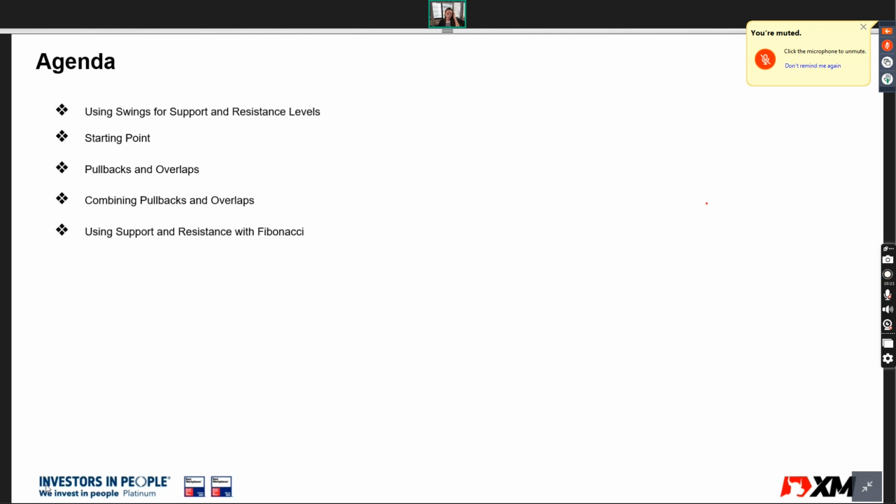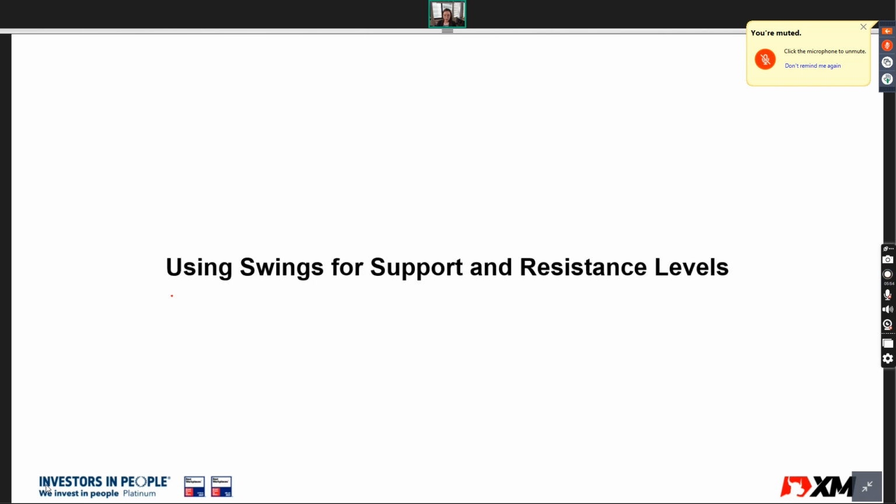The agenda for today: I'm going to talk about how you find support and resistance using swing high and swing low, how you find the starting point, how you identify the pullback and overlap as either support or resistance, and then how you combine pullback and overlap as well. We will use support and resistance with Fibonacci levels; last Friday we got the entry at 78.6% on gold, which I identified at my resistance level, using swing for support and resistance level.